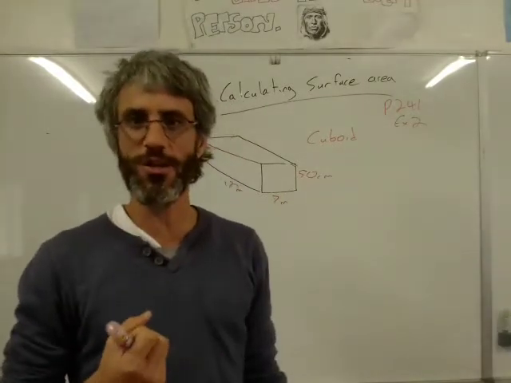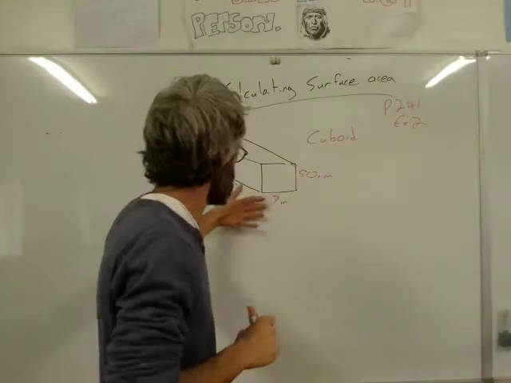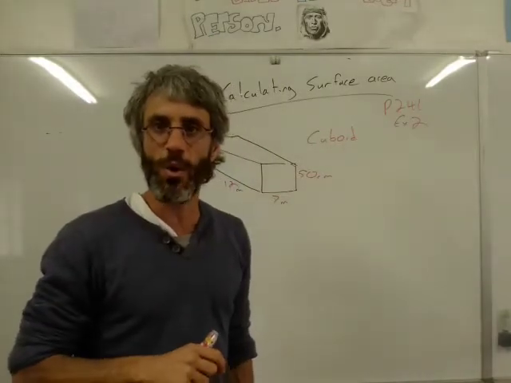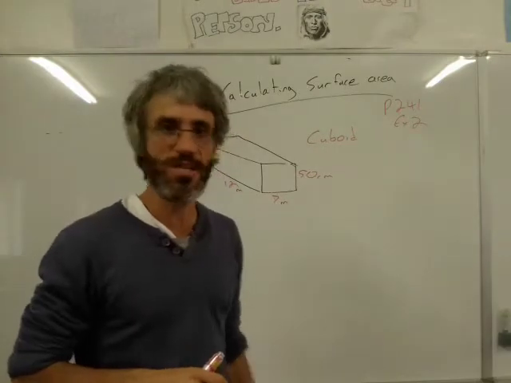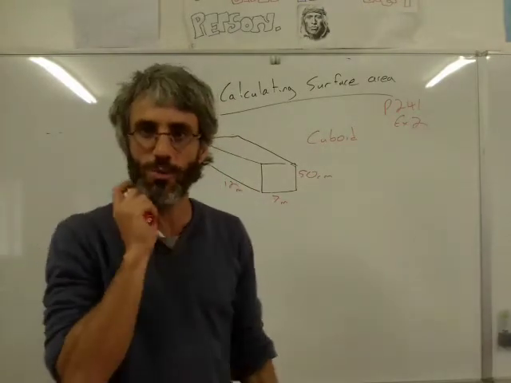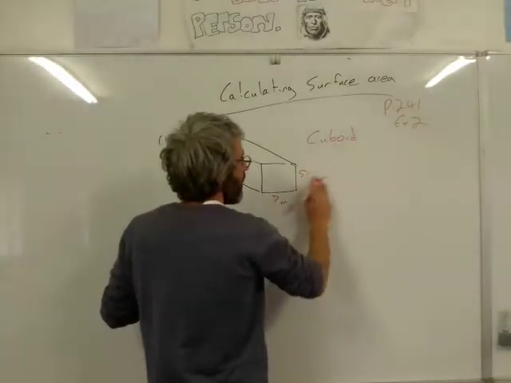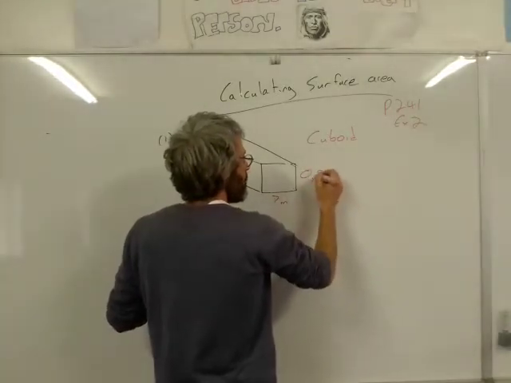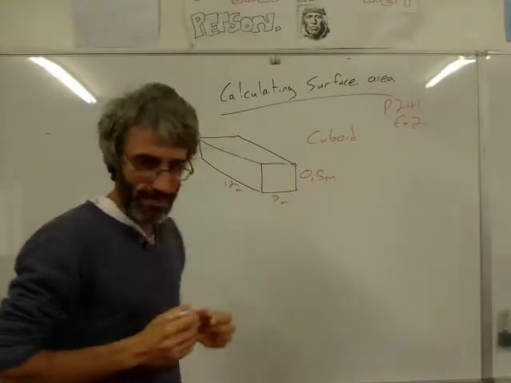Now, the first thing you need to do is make sure you're working with the same units. You can't work with centimeters and meters at the same time. So I would personally convert the centimeters to meters. It's just easier because I already have two measurements in meters. So let's just change that. 50 centimeters divided by 100 is going to be 0.5 meters. Now, how do we calculate the surface area?